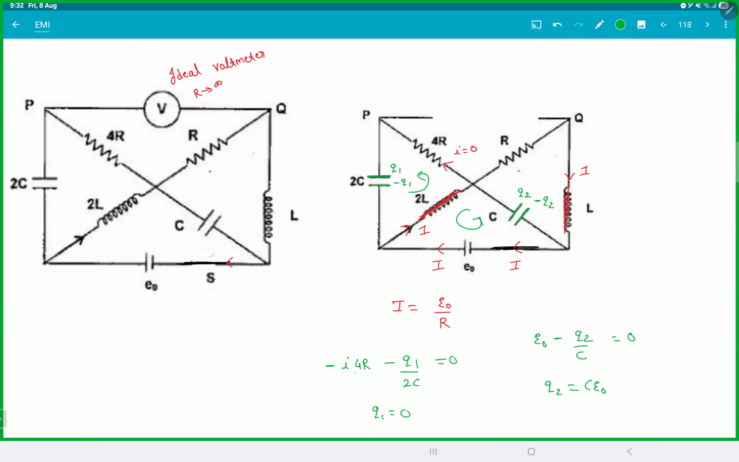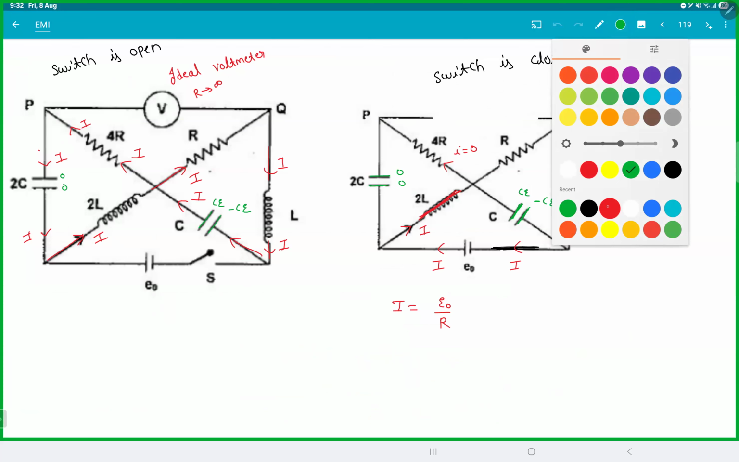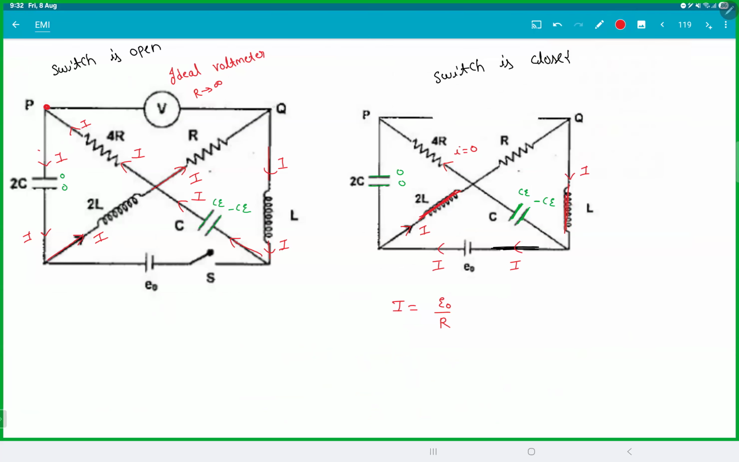So what do you want to find now? Let's see the question now. You want the potential difference between P and Q. P is here, Q is here. So let's go in this loop. VP, you're going opposite to 4R, so plus I 4R. You're going with IR, minus IR is equal to VQ. So VP minus VQ is equal to minus 3 IR. This will be nothing but 3 E naught. E naught is nothing but 4 volts, so minus 12 volts. Clear? The voltmeter will show a reading of 12 volts.